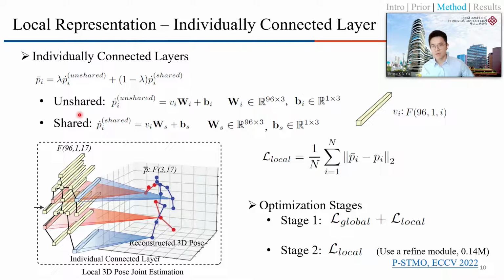After we got the shrunken feature, we then proposed the individually connected layer, which is implemented by unshared and shared implementations. For the unshared implementation, we utilize different convolutional layers for different joint features for the estimation. For the shared implementation, we utilize a single shared convolutional layer to estimate the 3D pose of different joint positions. And our model can be optimized in two stages. In the first stage, we optimize the global and local loss together. And in the second stage, we utilize a refine module proposed by PSTMO to optimize the local loss.